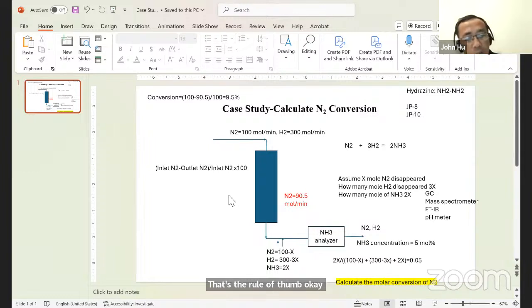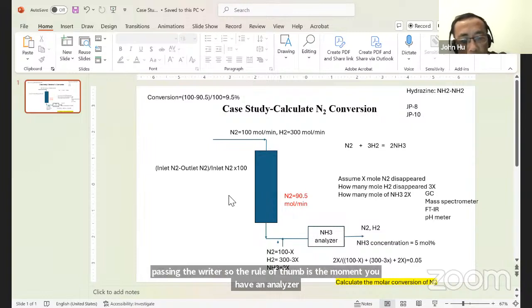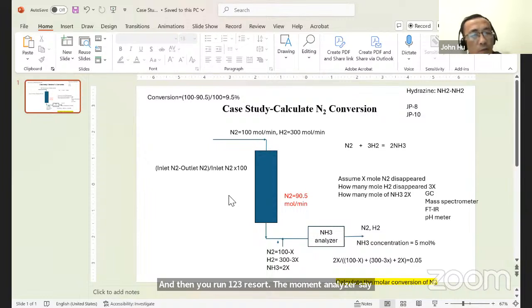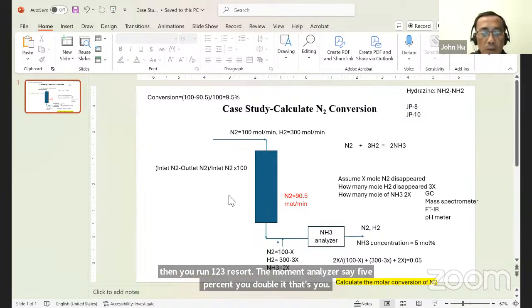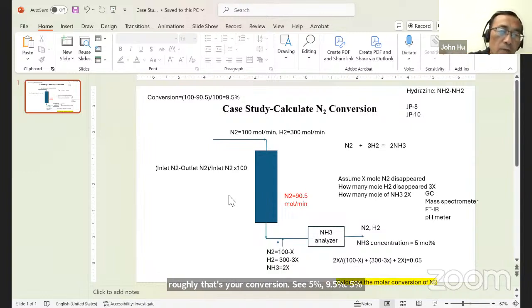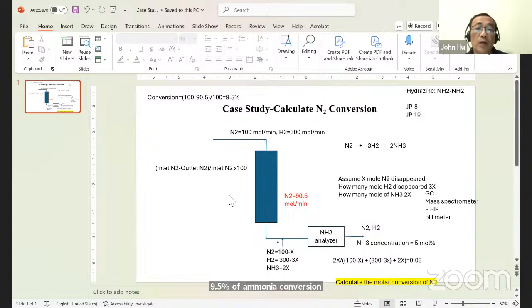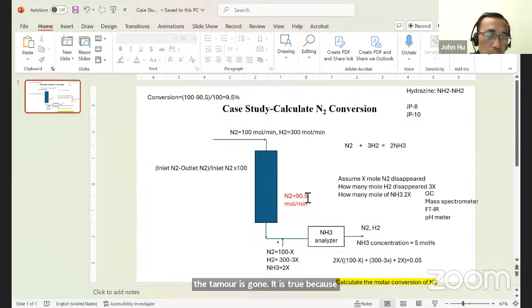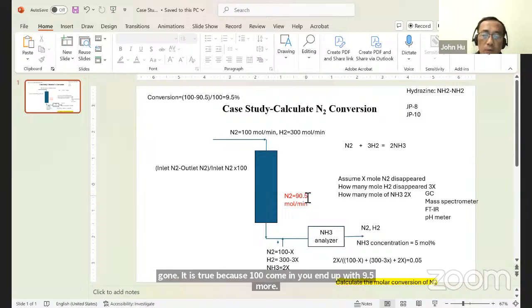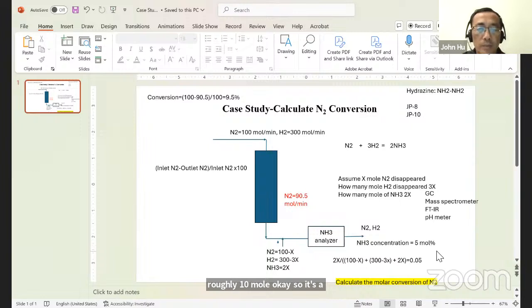Every time my students tell me, I say it is conversion that's important, not concentration. Ammonia concentration is one thing, but you want to know how much nitrogen disappeared after passing the reactor. So the rule of thumb is, the moment you have an analyzer and run a 1 to 3 ratio, when the analyzer says 5%, you double it, that's roughly your conversion. 5% concentration translates to 9.5% conversion. So if 100 moles come in, roughly 10 moles are gone. It is true because 100 come in, you end up with 9.5 moles. Conversion is simply double the ammonia concentration. Make sense?